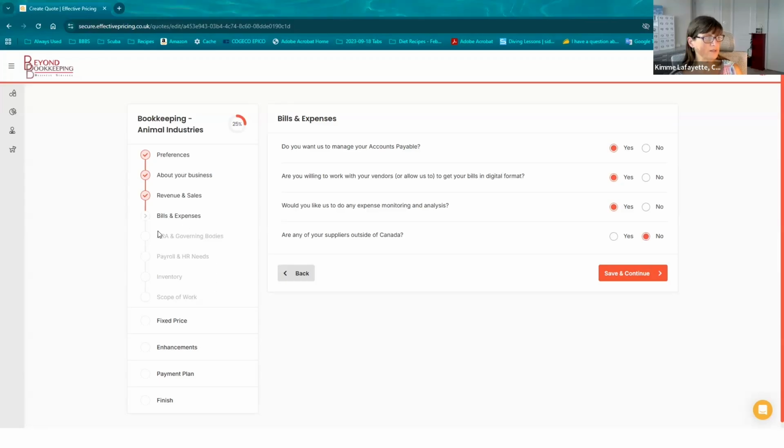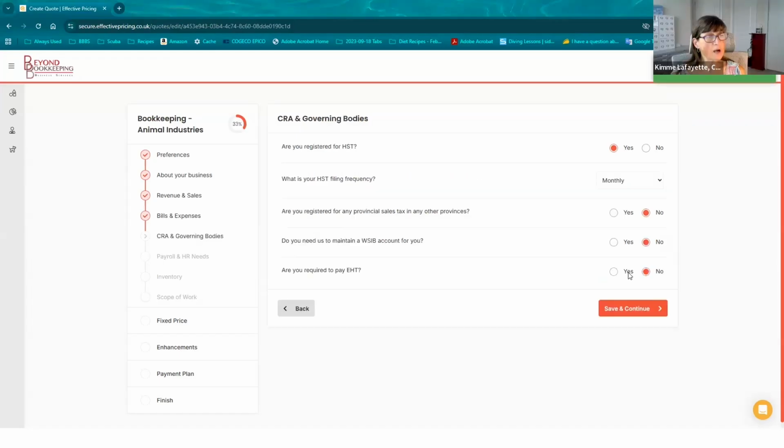You can see over on the left-hand side here the sections that I'm going to be asking you some questions about. Okay. And then when I did your diagnostic review, I did take a peek at randomly at some of your suppliers. I didn't go into each one in detail, but the ones that I just did a sporadic check of, I saw that they were all in Canada. Do you have any suppliers that are outside of Canada? No. Okay. All right, so now we're going to talk about CRA.